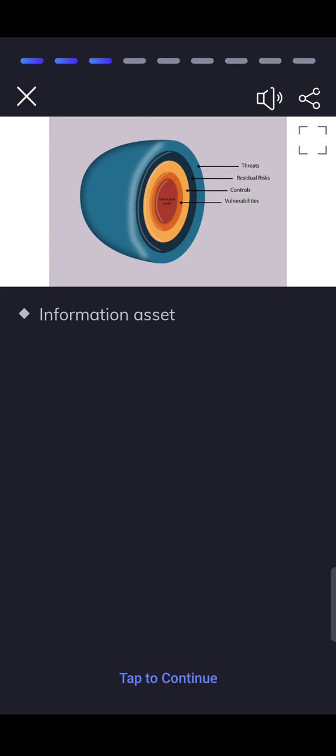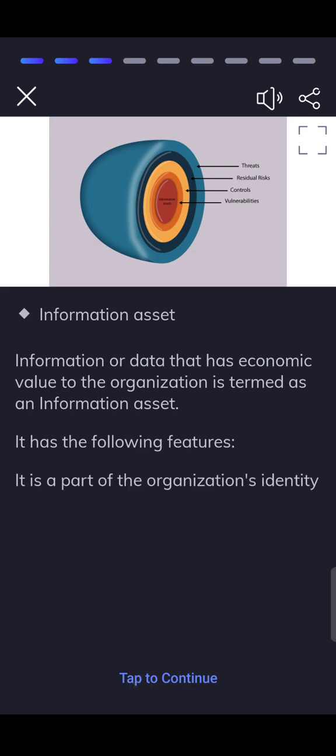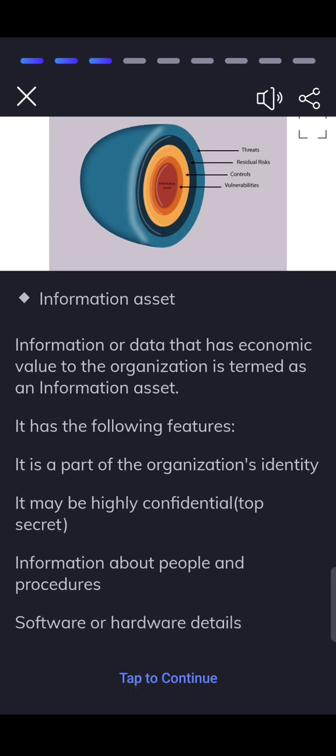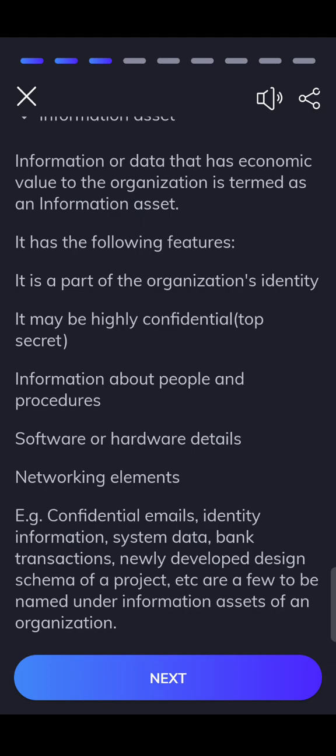Information asset. Information or data that has economic value to it has the following features. It is a part of the organization. It may be highly confidential, top secret. Information about people and procedures. Software or hardware details. Networking elements. For example, confidential emails, identity information, system data, bank transactions, newly developed design scheme of a project, etc. are a few to be named under information assets of an organization.